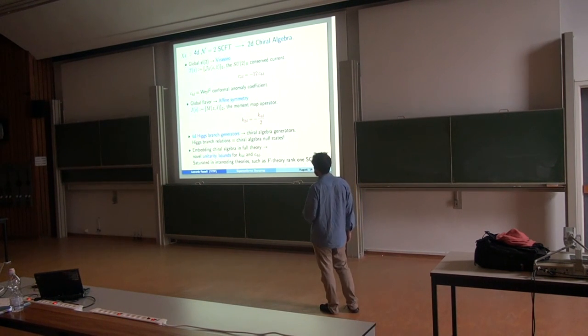There's a similar story for flavor symmetries. If you have a flavor symmetry, N equals 2 supersymmetry will require the flavor current to be part of a multiplet whose lowest component is the so-called moment map, which is a scalar of dimension 2, which is an R-symmetry triplet.